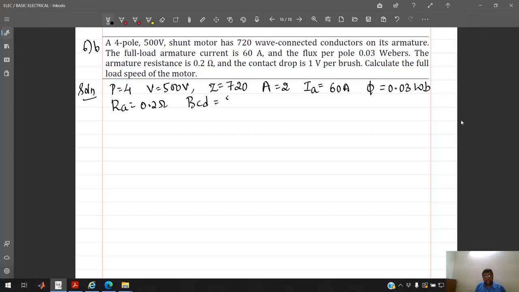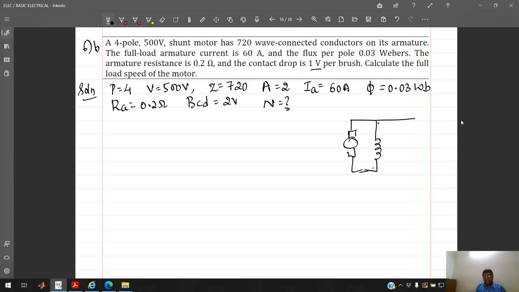So since there are two brushes, you have 2 volt because it is 1 volt per brush. Calculate the full load speed of the motor. So it is a shunt motor which is already given. So you have a shunt motor, a field winding is connected in parallel.